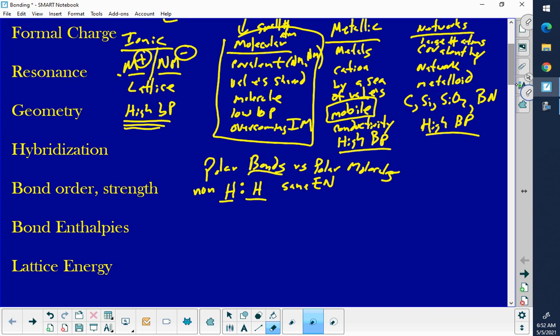Whereas if you have H and Cl, the H we know is a 2.1, the Cl is a what? Probably a 3.0.